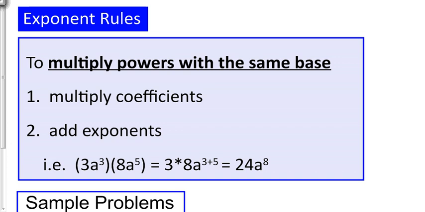So we can get a rule from what we saw in that previous slide. If I want to multiply powers with the same base, I'm just going to multiply the coefficients and add the exponents. So in this example, I have two powers with the same base. A is the base here. If one was A and one was B, then we couldn't use this rule. But I'm going to multiply the coefficients. 3 times 8 is 24. And then I'm just adding these exponents, this 3 and 5. 3 plus 5 is 8. So 24a to the 8th.